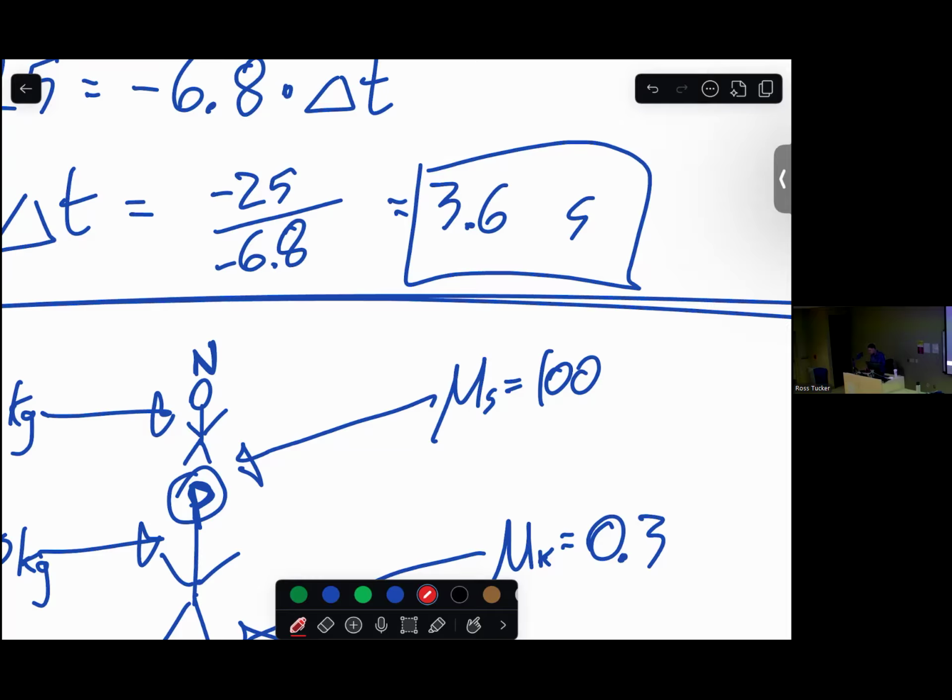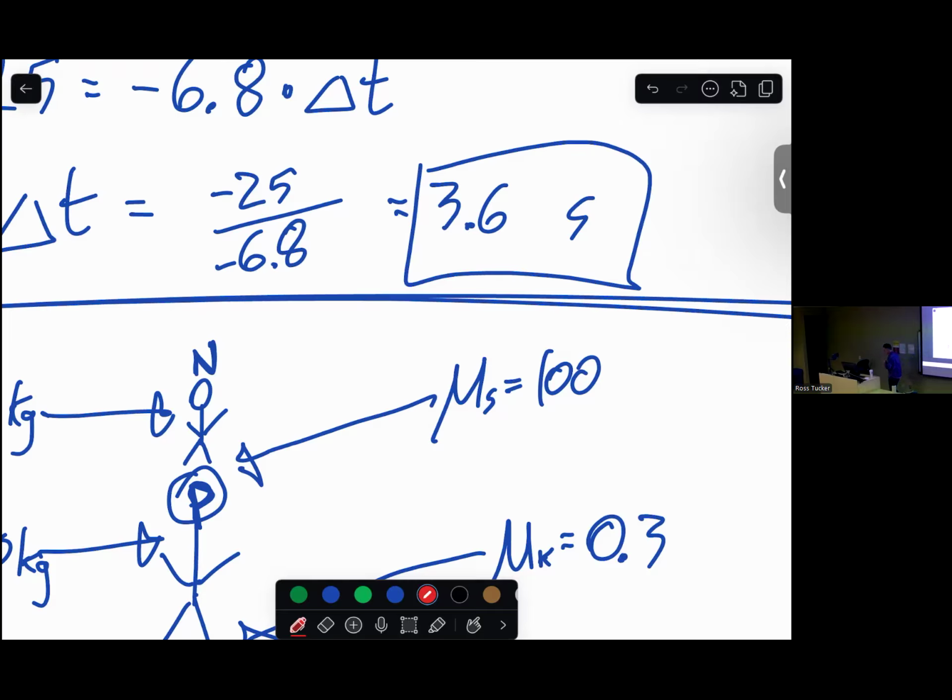Got a fair number of people who remember. No, mu s n does not tell you the value of static friction. Mu s n tells you the max friction that static can provide before slippage occurs. It tells you the maximum value that you can have, not necessarily, unless you know you're just about to slip off my shoulders, what is happening.